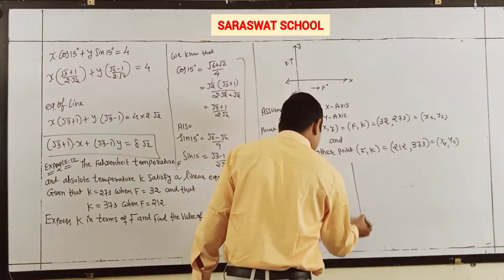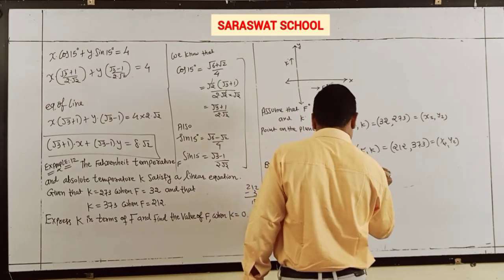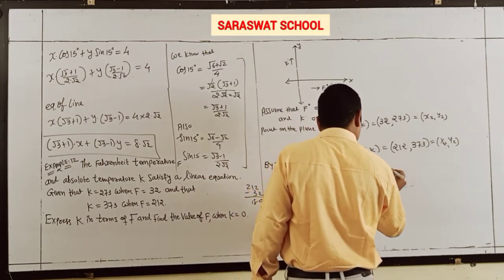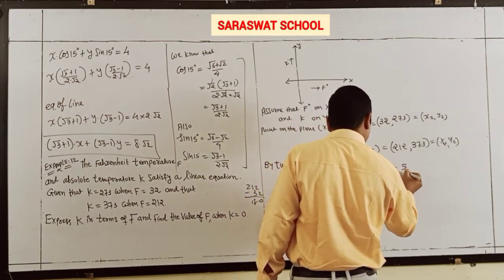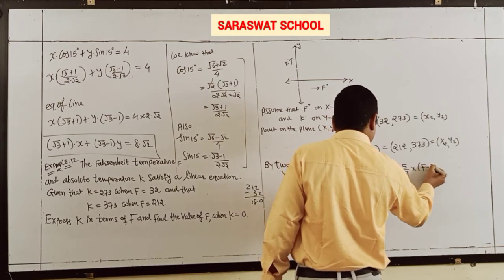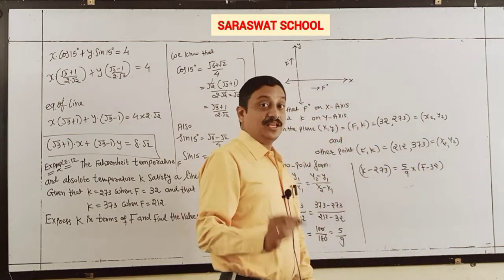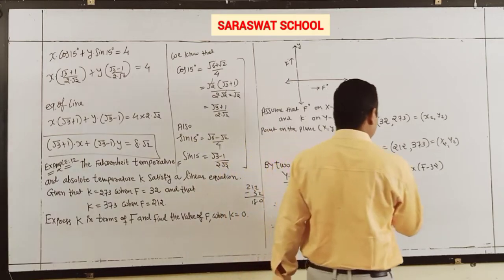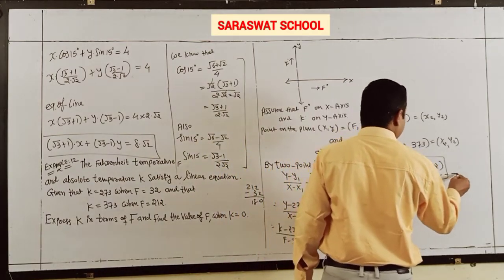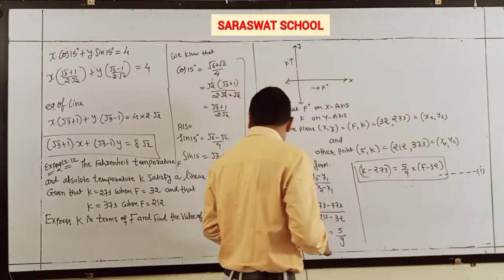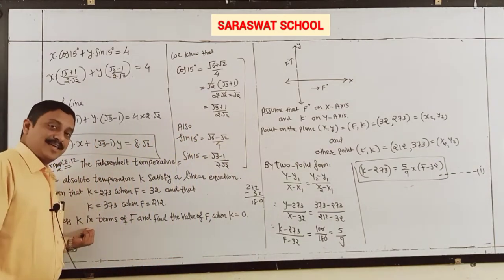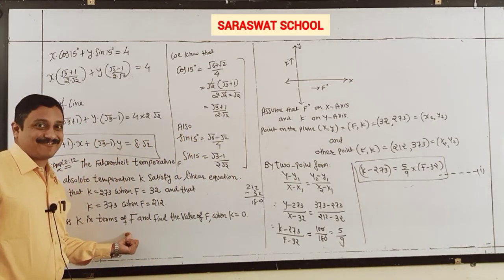In short, you get K minus 273 is equal to 5 by 9 into F minus 32. This equation is your first part done. And what does it indicate, students? It indicates K in terms of F.